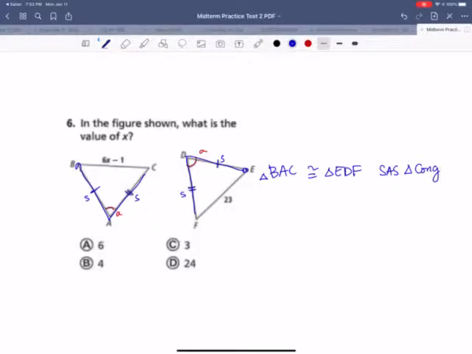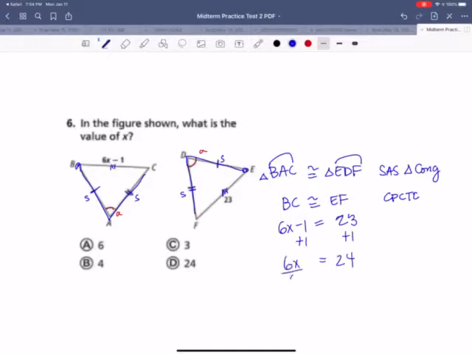Now, I'd like to set these equal to each other, but I'm not sure, so let's make sure we can. Is side BC, first and last, congruent to EF, first and last? Yes, that would be a corresponding part of congruent triangles, and they would be congruent. So I can say that that is congruent to 23. So I can set this up and solve.